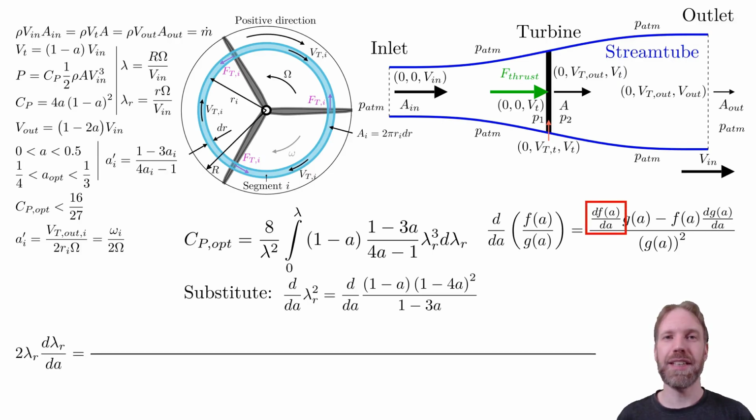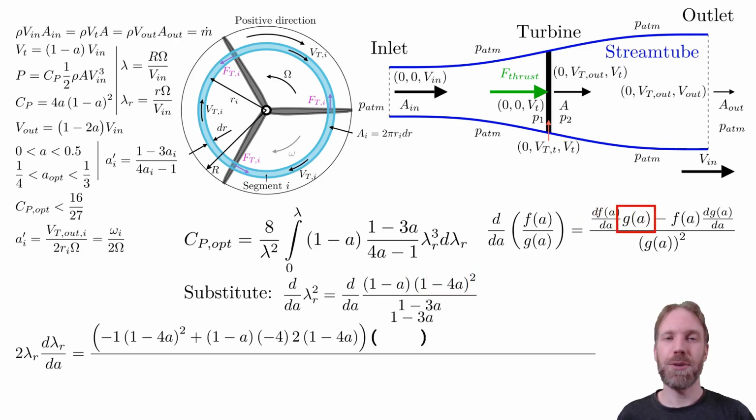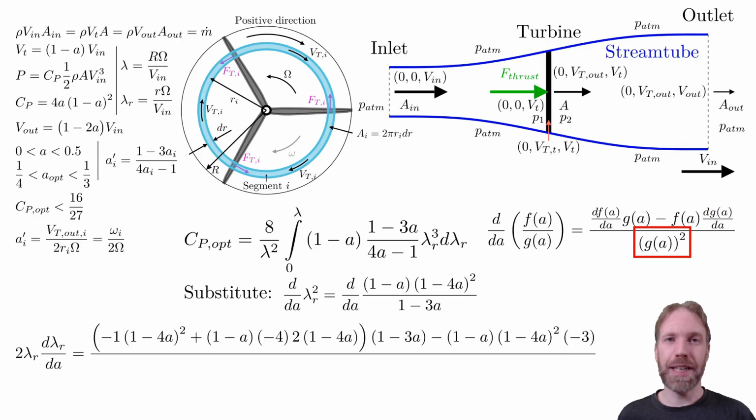Start by differentiating the denominator. Differentiate the first factor, second constant. First factor constant, differentiate the second. With the inner derivative. Denominator constant. Numerator constant. Differentiate denominator. Divide by denominator squared.